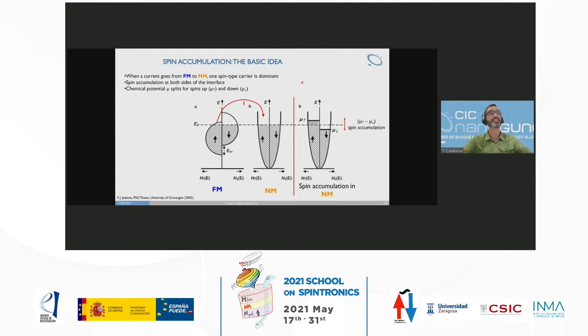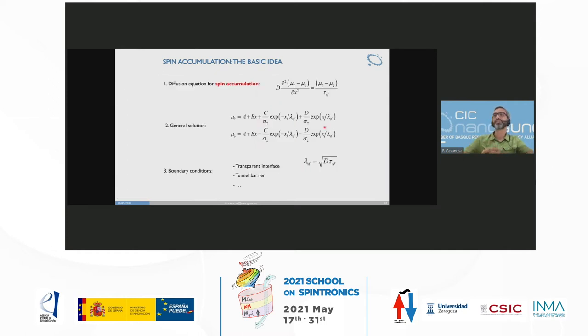This happens as long as you are injecting a current in the system. When you stop injecting the current, your normal metal becomes as it was before. Okay, so that's a non-equilibrium situation. Because it's a non-equilibrium situation, you can see what will happen to this accumulation, to these extra spins, by applying the diffusion equation. So that's a very simple equation. And from here, you can see how these accumulated spins will evolve.